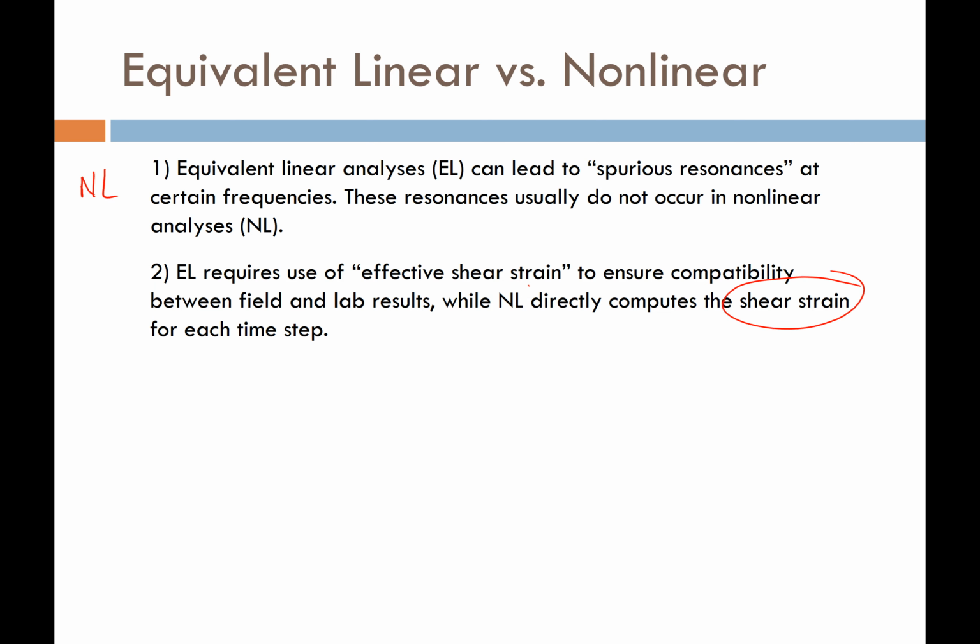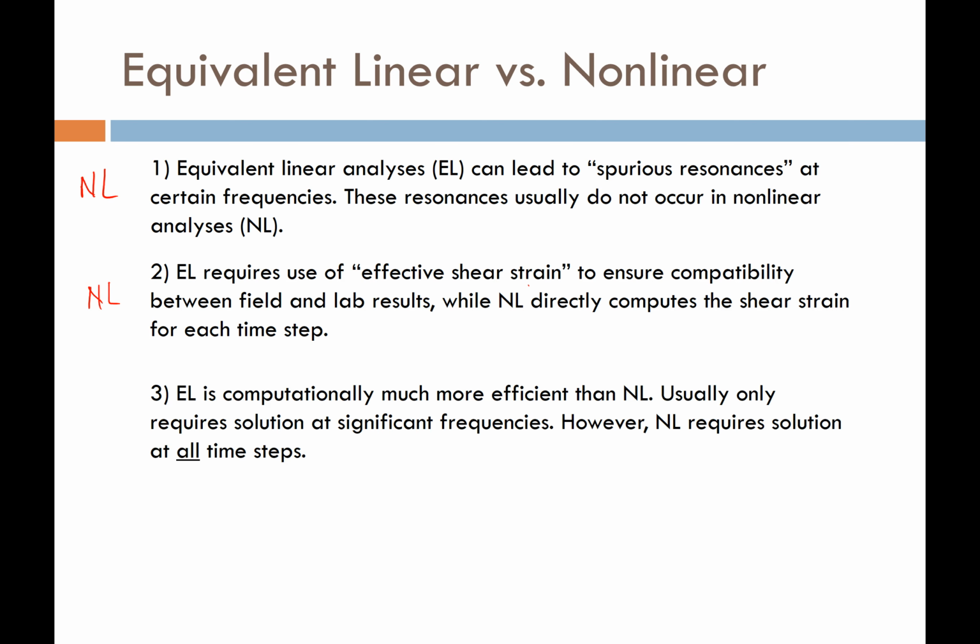So we don't have a middleman. We don't have to use some sort of fudgy effective shear strain. We just solve the wave equation directly and directly compute the shear strain for each boundary and each soil layer at each time step in the analysis. So I would say again for round number 2, the winner is going to be nonlinear analysis.